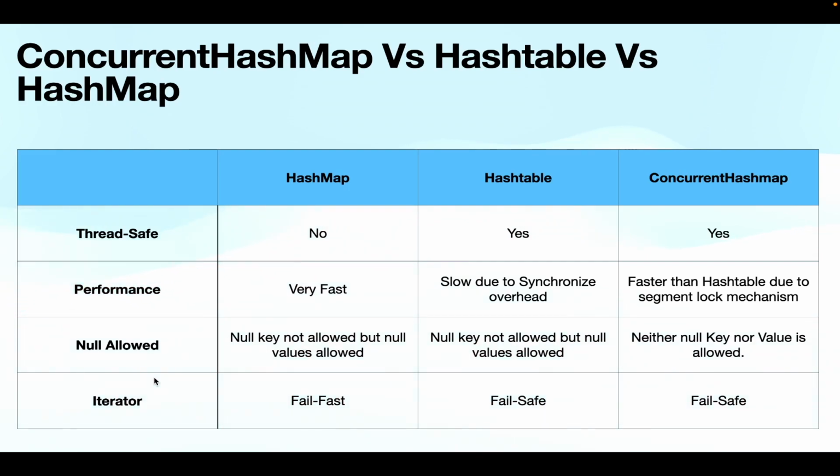Okay, now hash table and concurrent hash map are not fail fast. These are fail safe. You can modify the map while iterating through the iterator. Okay, fine.